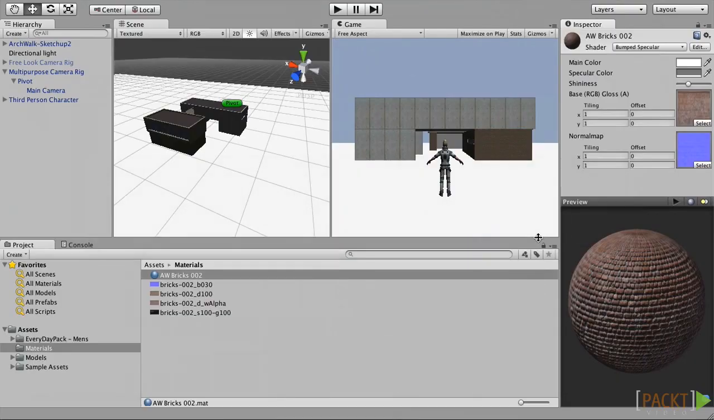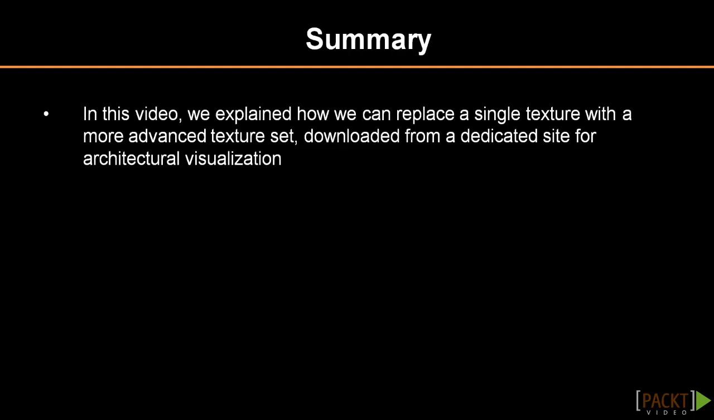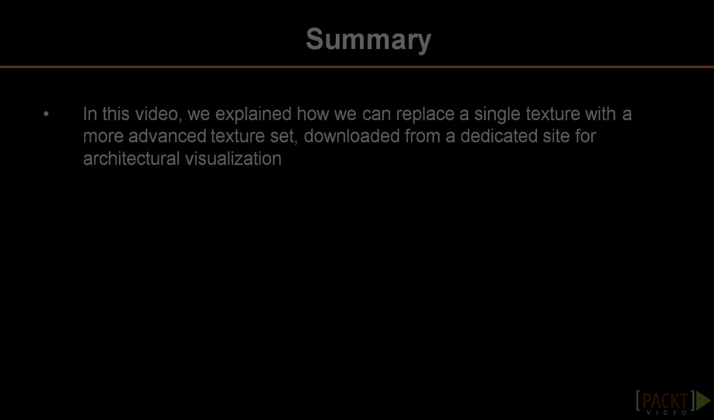When you now convert the model into Unity, the maps are scaled correctly upon import and can then be improved as explained earlier on. In this video lesson, we explained how we can replace a single texture with a more advanced texture set, downloaded from a dedicated site for architectural visualization. Our next video will add a sky with clouds to our scene.